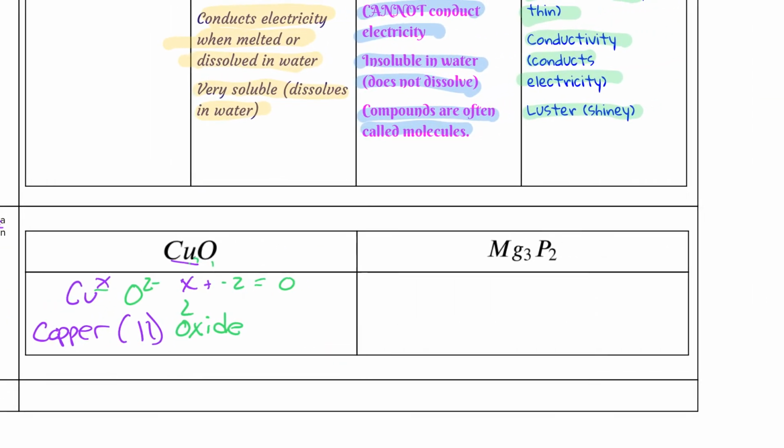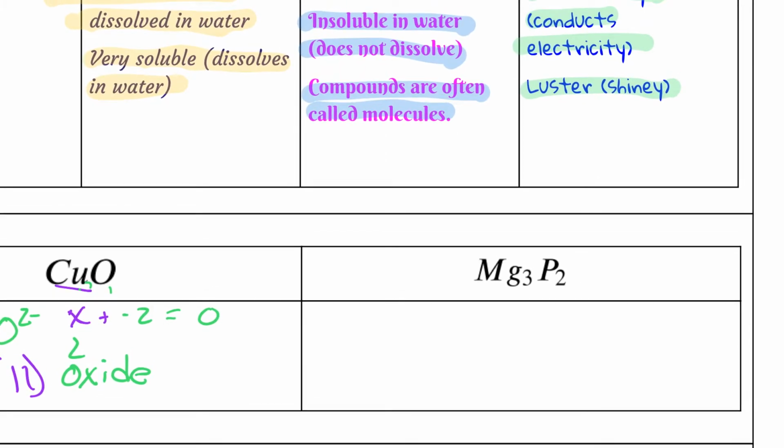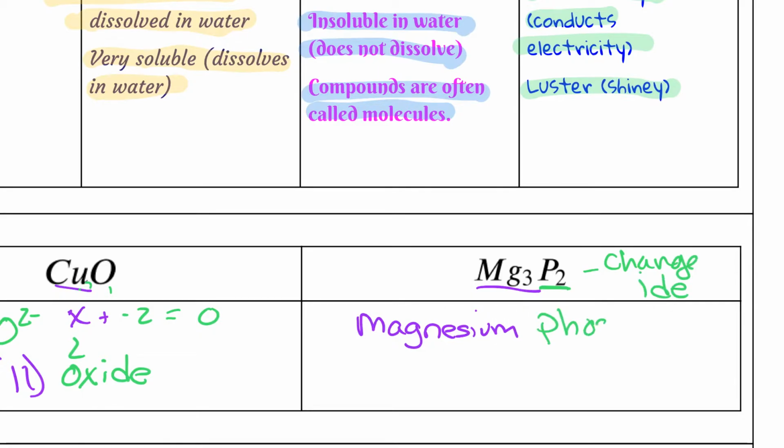And then another example we have is Mg3P2. Well, our cation is Mg, which is magnesium, and magnesium is a fixed charge. So we just write its name, magnesium. Simple enough. And then our anion is phosphorus. Well, we change the ending of phosphorus to an IDE ending. So magnesium phosphide is the name of this compound.